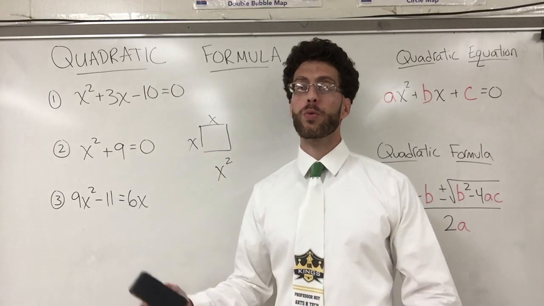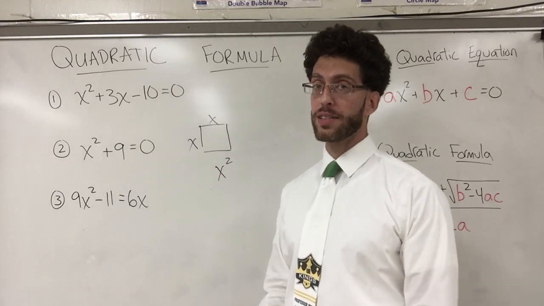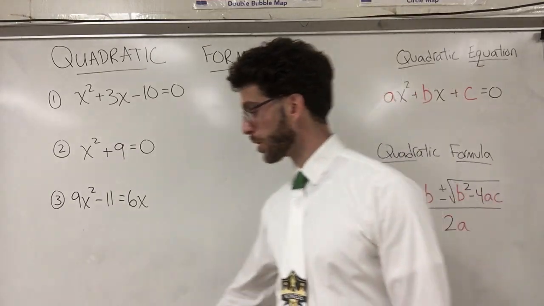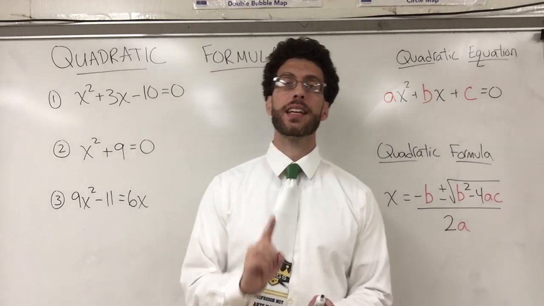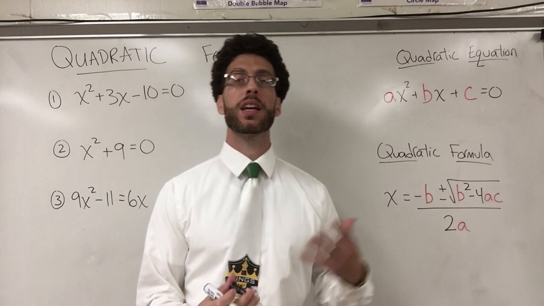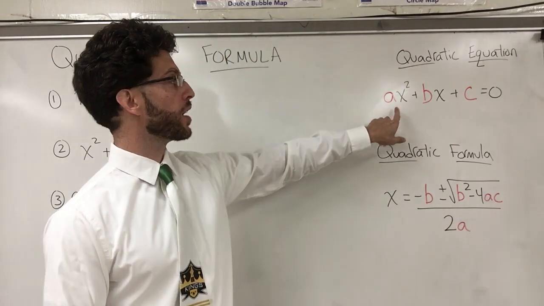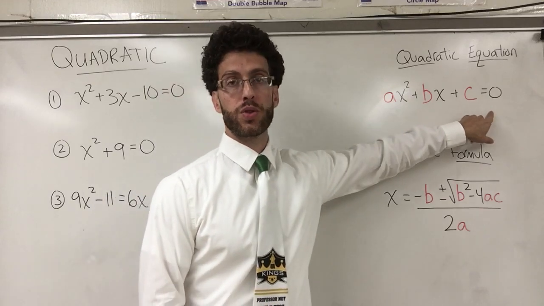If the highest exponent is 3, it's a cubic. If the highest exponent is only 1, that's a linear, that's basic algebra. So today we're looking at when the highest exponent is 2 and it's in descending order, meaning standard form. You'll recognize a quadratic looks like this: ax squared plus bx plus c equals 0.